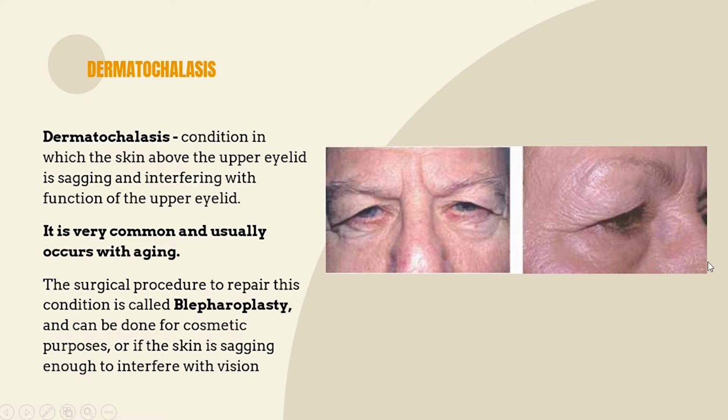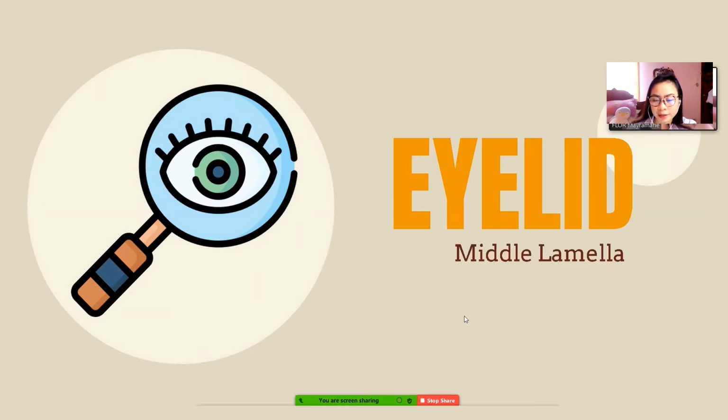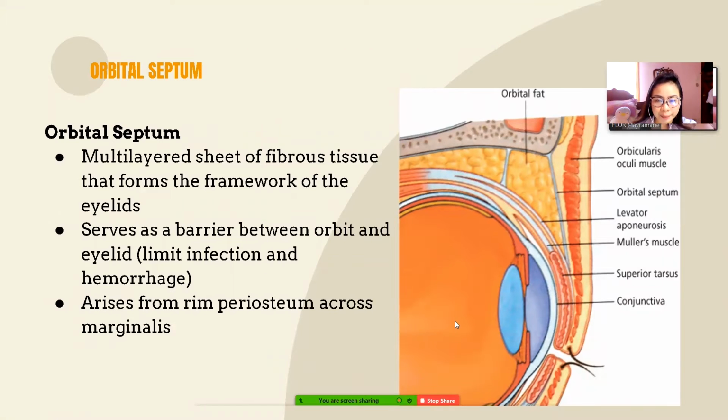And now we'll proceed to the next part, which is the middle lamella. So I will report about the middle lamella of the eyelid. So we have the orbital septum. Orbital septum is a multi-layered sheet of fibrous tissue that forms the framework of the eyelids. It serves as a barrier between the orbit and the eyelid, and its utmost function is to limit infection and hemorrhage. It arises from the rim of the periosteum across the arcus marginalis. So here in the picture, this is the orbital septum.